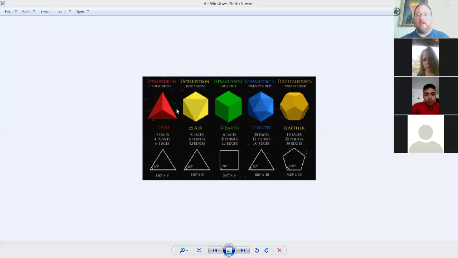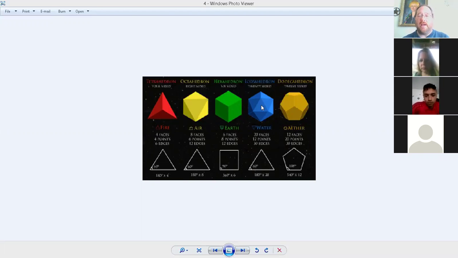As you can see here, the one he left out was the dodecahedron. We have the element of fire, air, earth, water. The one he left out was ether, spirit. And why he did that, you can only theorize, but it was left out.